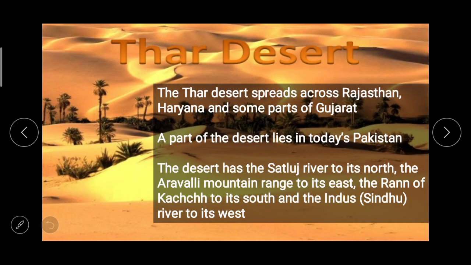Now the third one, the Thar Desert spreads across Rajasthan, Haryana and some parts of Gujarat. A part of the desert lies in today's Pakistan, इसका कुछ हिस्सा आज का जो पाकिस्तान बना है उसमें भी है. The desert has the Satluj river to its north, Aravalli mountain range to its east, the Rann of Kutch to its south and the Indus or Sindhu river to its west.